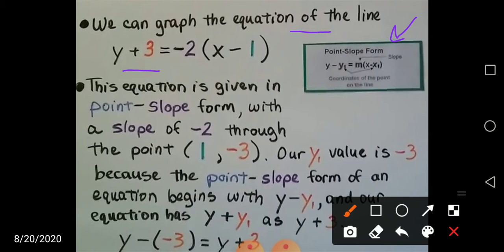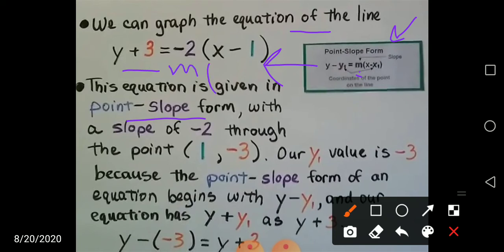It's very easy: y minus y sub 1 equals m times x minus x sub 1. Here m is the slope, and y sub 1, x sub 1 are the coordinates of a point on the line. Let's see how to solve this one. This equation is given in point-slope form with a slope of, what do you think? As you see, if we substitute the numbers into the rule, m is negative 2. This is m.